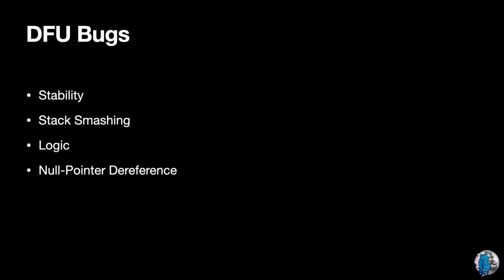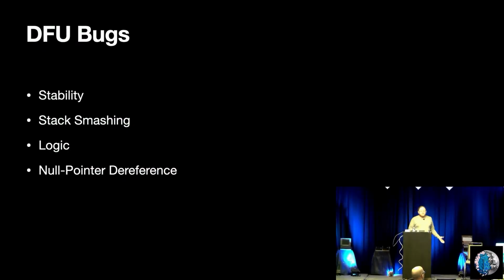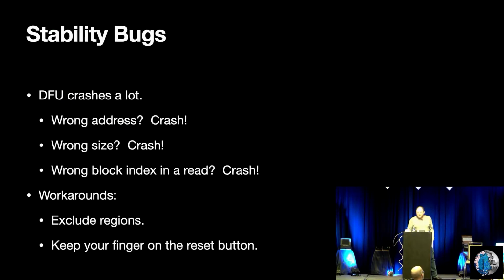Our interest is in dumping this code, though, so we're very interested in bugs. We're going to talk about stability bugs, smashing the stack, logic bugs, which are often exploitable here, and null pointer dereferences, which are frustratingly hard to exploit on some architectures, but here come out very reliably exploitable. The first problem are these stability bugs.